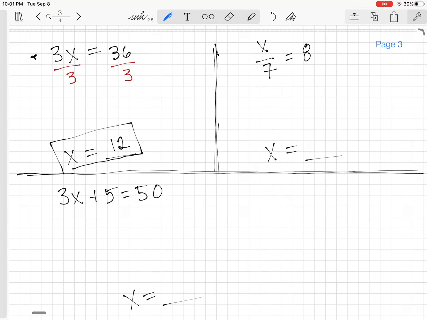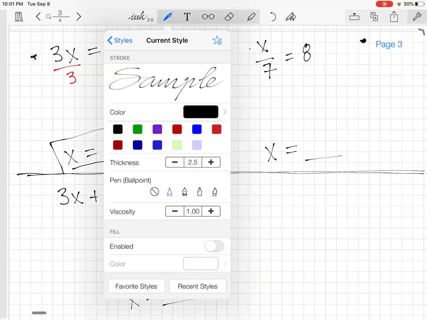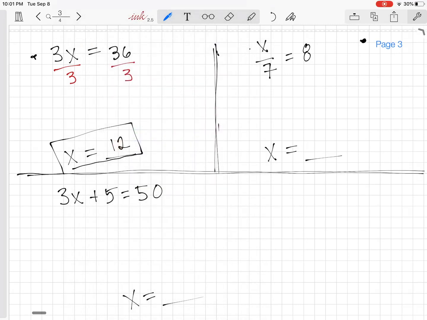So I've got x divided by 7 equals 8. So we're on this one over here. x divided by 7 equals 8. So what's the opposite of divide by 7? The opposite is going to be to multiply both sides by 7. And 7 divided by 7 gives me 1, so that gives me 1x, which I've got down here.